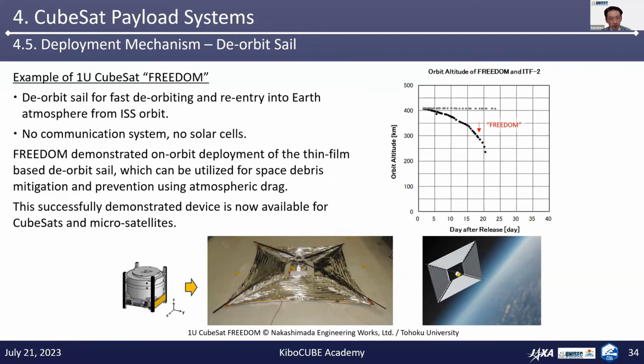Freedom demonstrated on-orbit deployment of the thin film based deorbit sail, which can be utilized for space debris mitigation and prevention using atmospheric drag. So this successfully demonstrated the orbit sail device is now available for CubeSats and micro satellites in the market. The CubeSat Freedom deorbited into the Earth's atmosphere in about 22 days after the release from the ISS, which is, we believe, the shortest record for the re-entry from the ISS orbit.